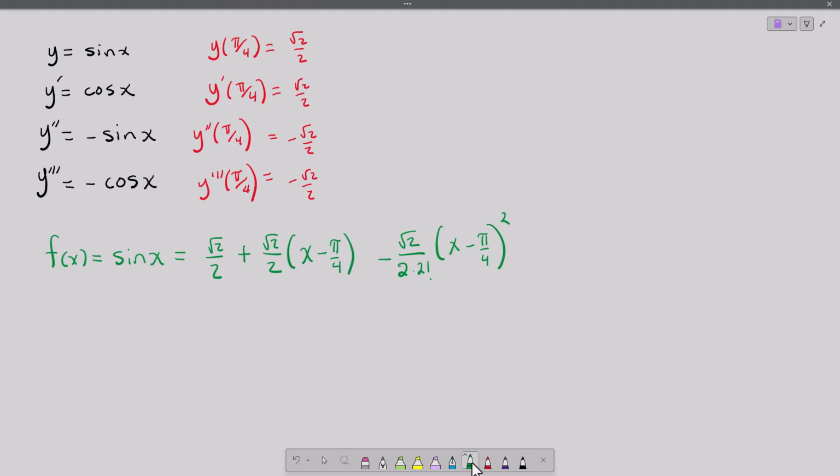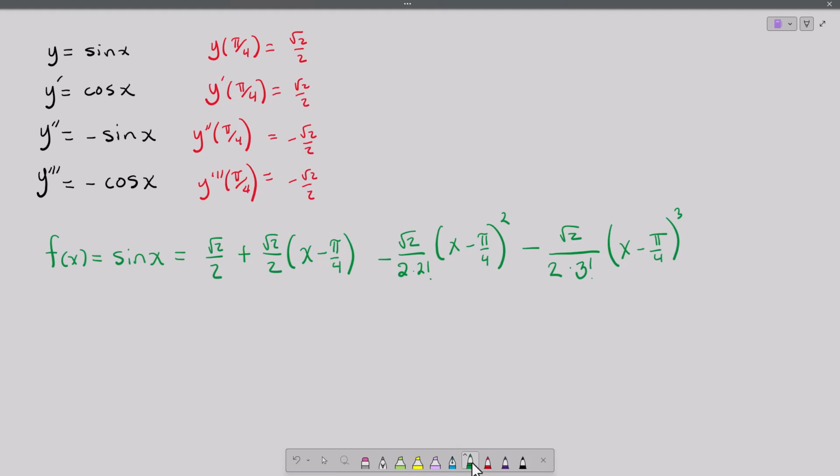And then we go to the next one, p sub 3. We're going to have, again, a minus. So minus square root of 2 over 2. This one we divide by 3 factorial. This will be x minus pi divided by 4 cubed. So there is p sub 3.